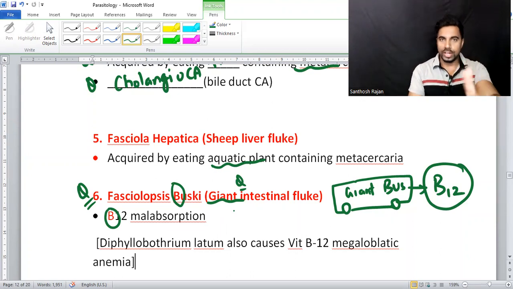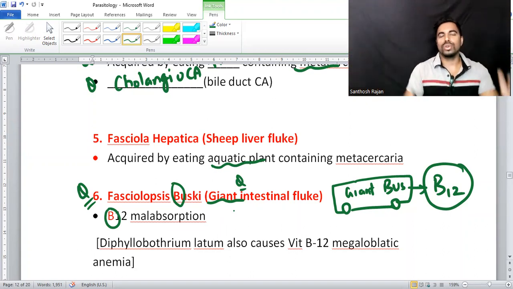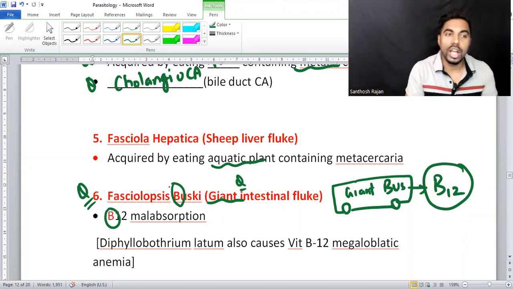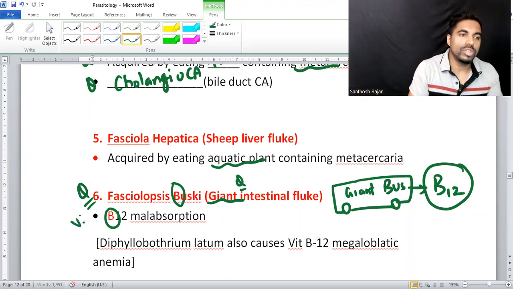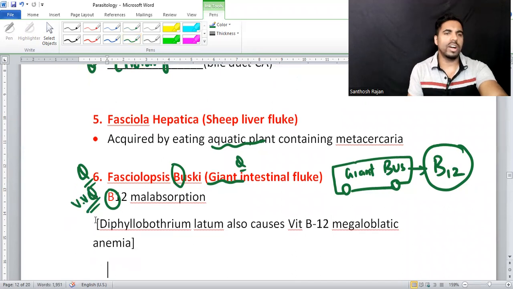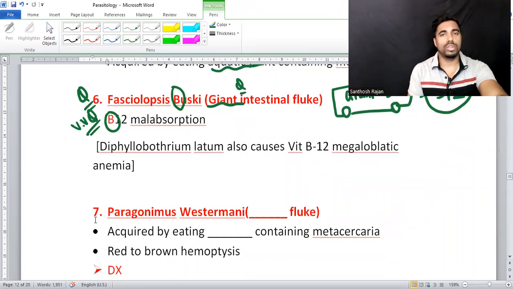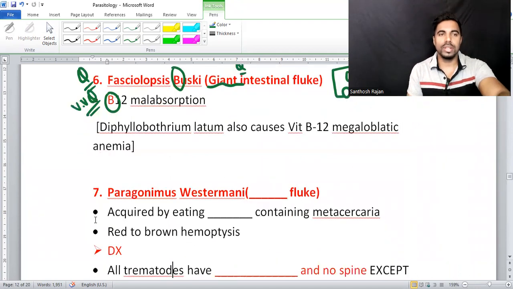Remember, both are B12 related. One is Diphyllobothrium, which is big, B12; then the Buski, the big bus, that also causes B12. So don't forget the repeated question on B12. This is a very, very important question. They'll ask it in every way: theory, viva, objective, every way. This is the examiner's favorite question. So don't forget Buski and Diphyllobothrium latum. Diphyllobothrium latum will come later, in the next topic.